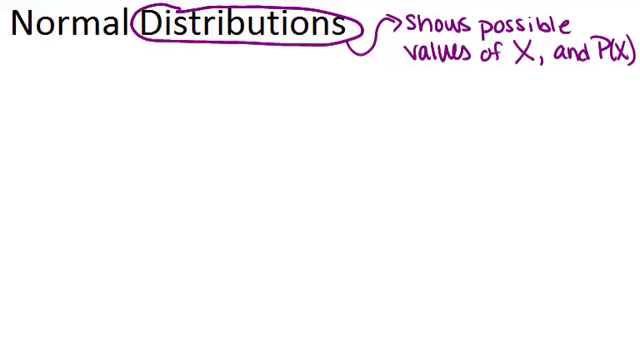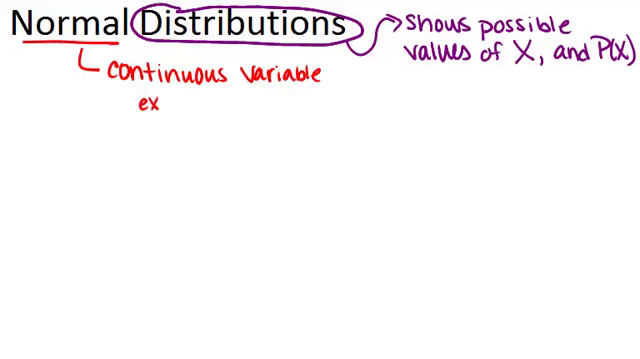Now, the normal distribution is a special type of distribution, and there are a couple things that make it special. First of all, the normal distribution works with continuous variables. So those are variables that can take on an infinite number of values. So for example, height would be a continuous variable, or temperature, or also distances are continuous variables.